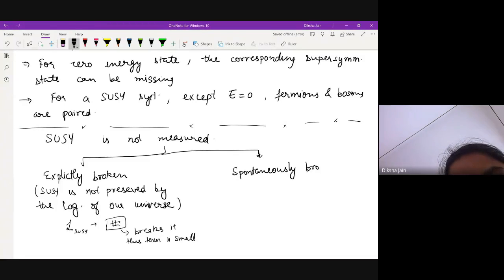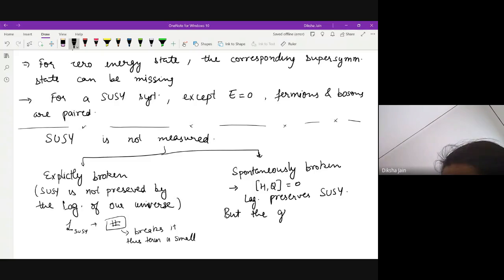I don't know if you guys know what it means for a symmetry to be spontaneously broken. Let me just tell you in a few words. What spontaneously broken means is that the Hamiltonian still preserves SUSY. So H and Q still commute. The Hamiltonian or the Lagrangian preserves SUSY, but the ground state does not.